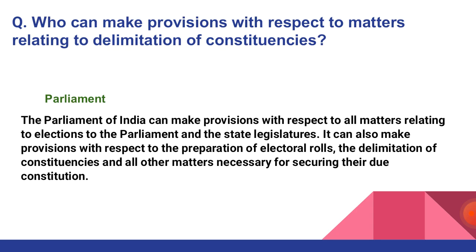The next question is, who can make provision with respect to matters relating to delimitation of constituencies? Here the correct answer is Parliament. The Parliament of India can make provisions with respect to all matters relating to the election to the Parliament and the state legislatures, and it can also make provision with respect to the preparation of electoral rolls, the delimitation of constituencies, and all other matters necessary for securing their due constitution.